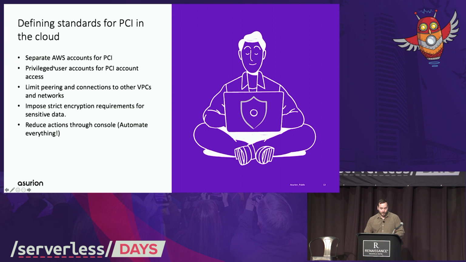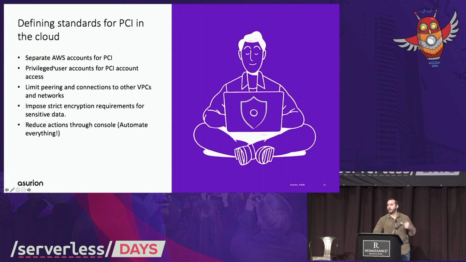Okay, so first thing, we had to create PCI standards. We immediately created some separate AWS accounts specifically for PCI. We actually have a whole bunch of AWS accounts at Asurion, but we took a couple and created them specifically for PCI apps, and they have a little bit of extra scrutiny. To get into these accounts, we said you're going to have to use privileged user accounts, so you can't just log into these with the same things that you would use to log into your desktop or even to another AWS account. And then we've heavily limited peering and connections to all other VPCs and networks.